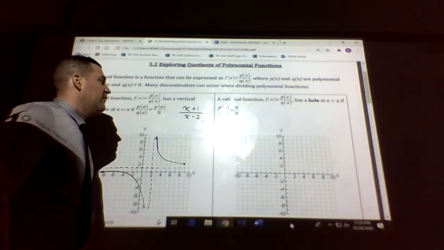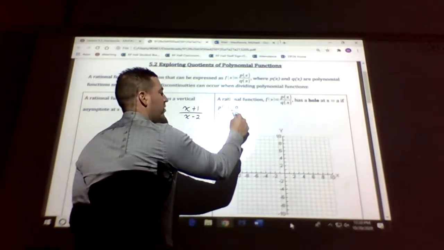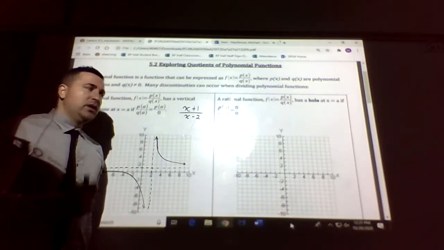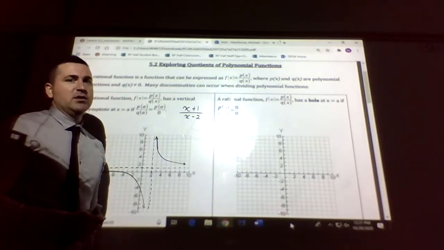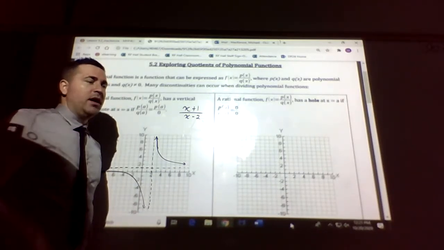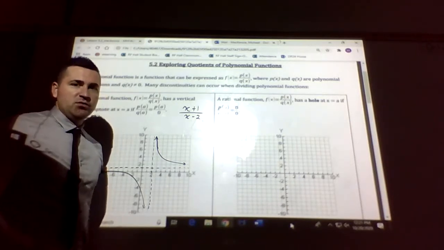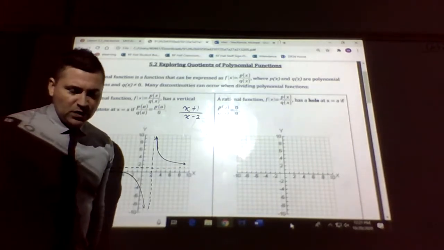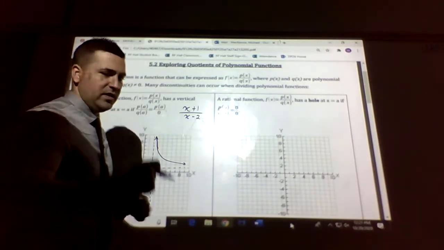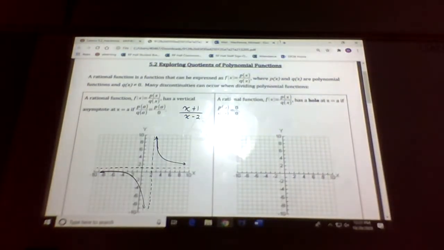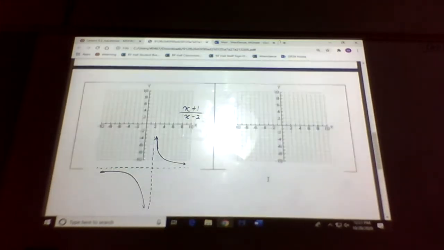If there's a number that can make both the numerator and denominator 0, then we say there's a hole in the graph. A hole, just like we did on number lines, or when we did piecewise functions, when there was a hole in the equation, same idea. For instance, I'll give you an example. I think there are examples afterwards.